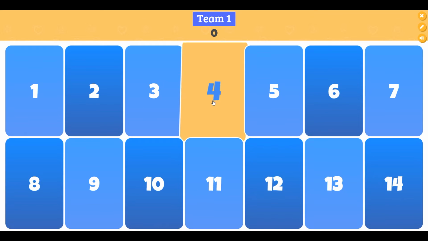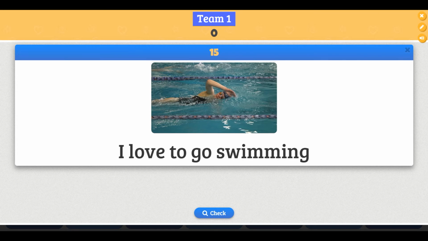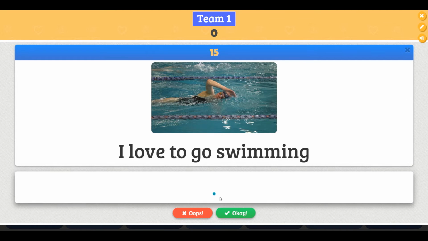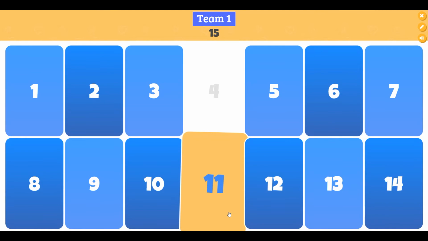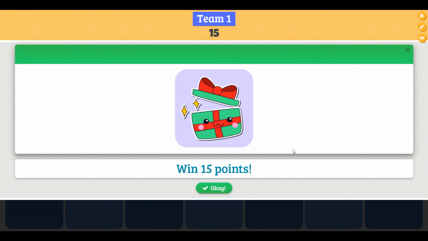I would choose the number 4. So, find out. I love to go swimming. What kind of punctuation mark do you prefer? Let's check our answer. Here we should put dots. The next one. Let's be 6. You win 15 points.